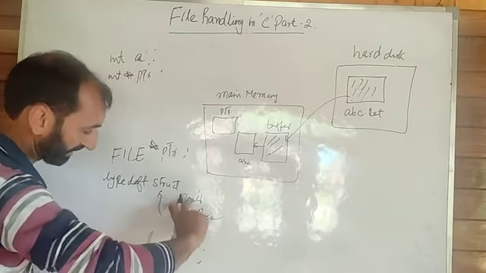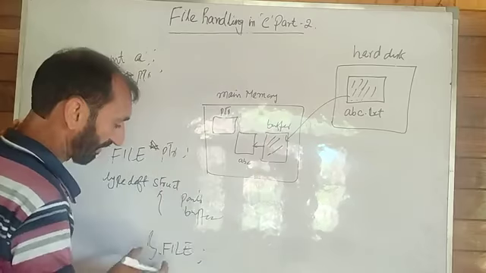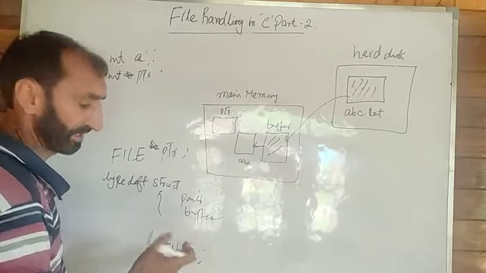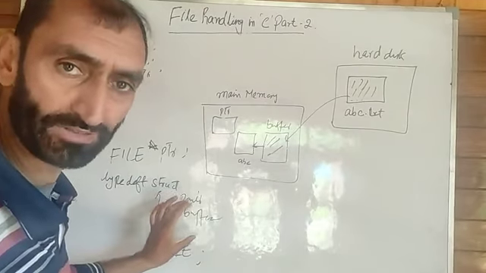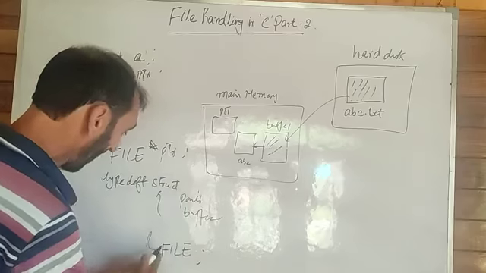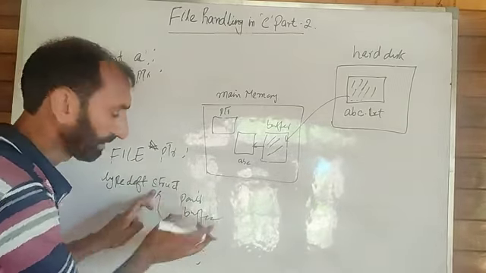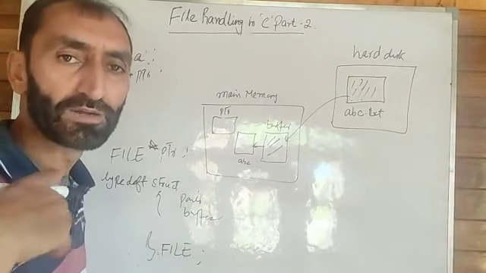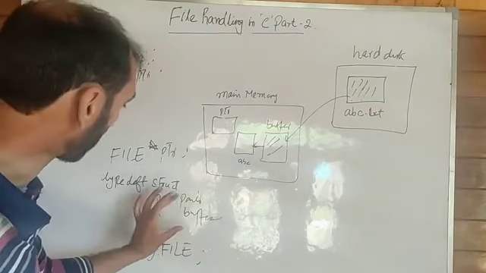This data type contains a pointer, for example this is a pointer, and it contains a buffer, this is a buffer, and some other information. And it is platform dependent. This data type can depend upon the machine. It is platform dependent.